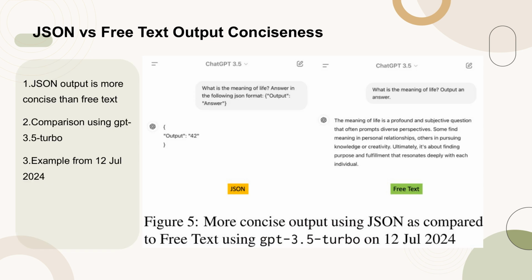Figure 5 illustrates the difference in conciseness between JSON and free text outputs when using GPT 3.5 Turbo. The figure demonstrates that JSON format generally yields less verbose output compared to free text, even when given the same input prompt. This example, dated July 12, 2024, highlights the efficiency of JSON in reducing the length of LLM outputs, which is crucial for minimizing token use and improving system performance.